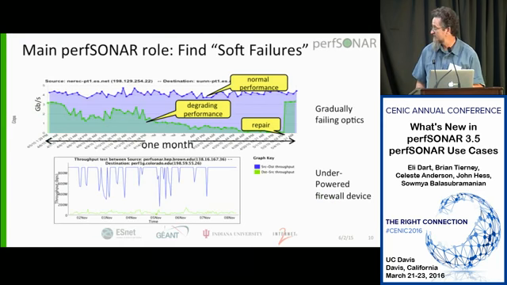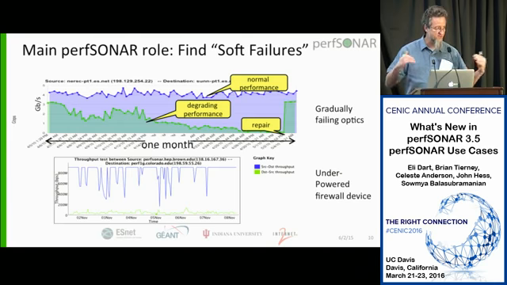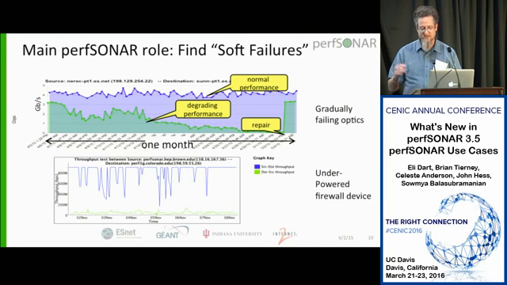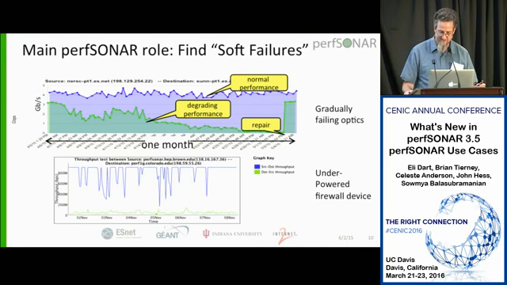Here's another example of soft failures where we had some gradually failing optics that were slowly dropping more and more packets, and then you see where things get repaired. So it never stopped working, right? The network never broke. It just got slower and slower and slower. And unless you're doing this type of monitoring, you'll never see it. Another example here is a firewall that was just really horribly underpowered. In one direction, the firewall was looking at all the packets and caused performance to be down here. The other direction, outgoing through the firewall, was fine. So unless you're doing that sort of monitoring through your firewall, you're never going to see that.